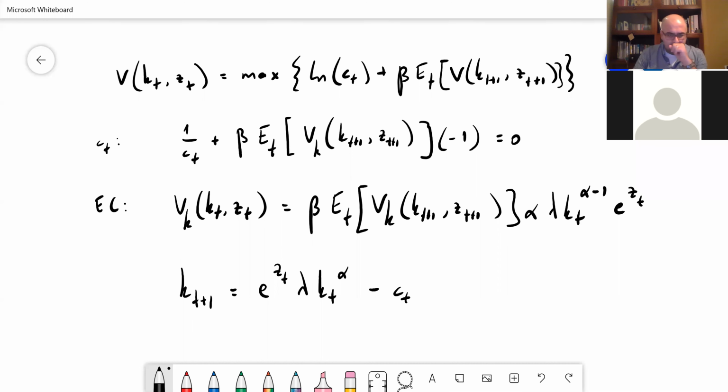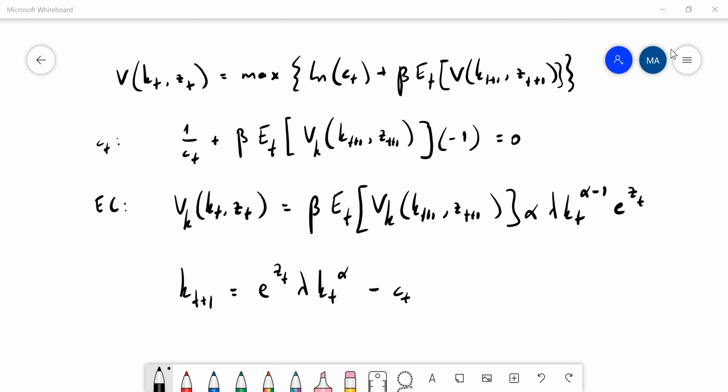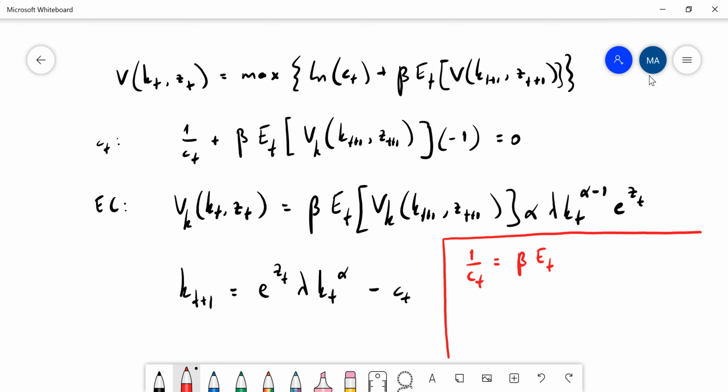So the last time we were just looking at this. Now you can write your dynamical system in this way. Let me change colors. So first, you're going to have 1 divided by CT equals beta times the expectation of, let's say, QT plus 1. So here, QT is the derivative of the value function with respect to K, okay?